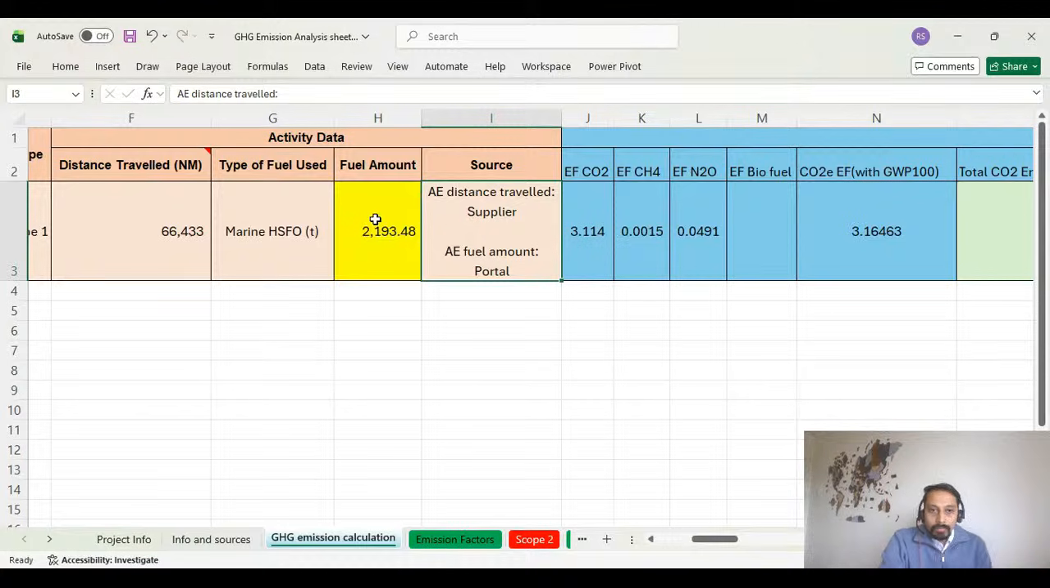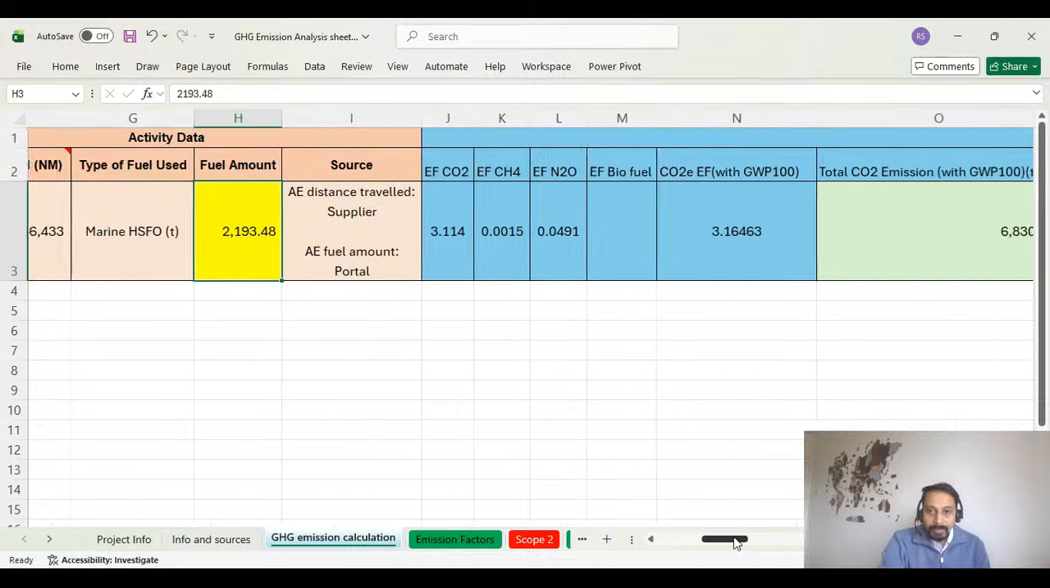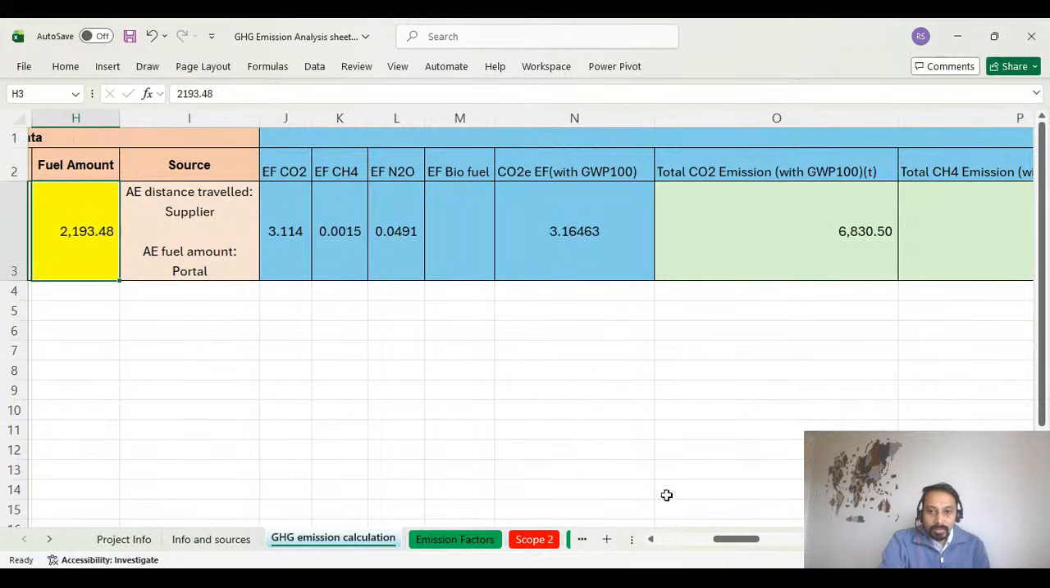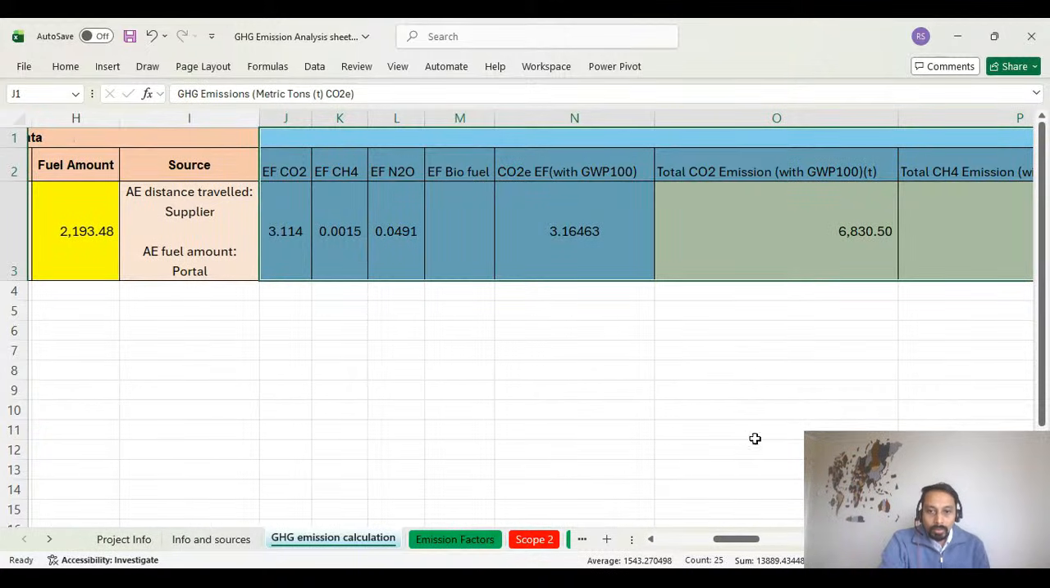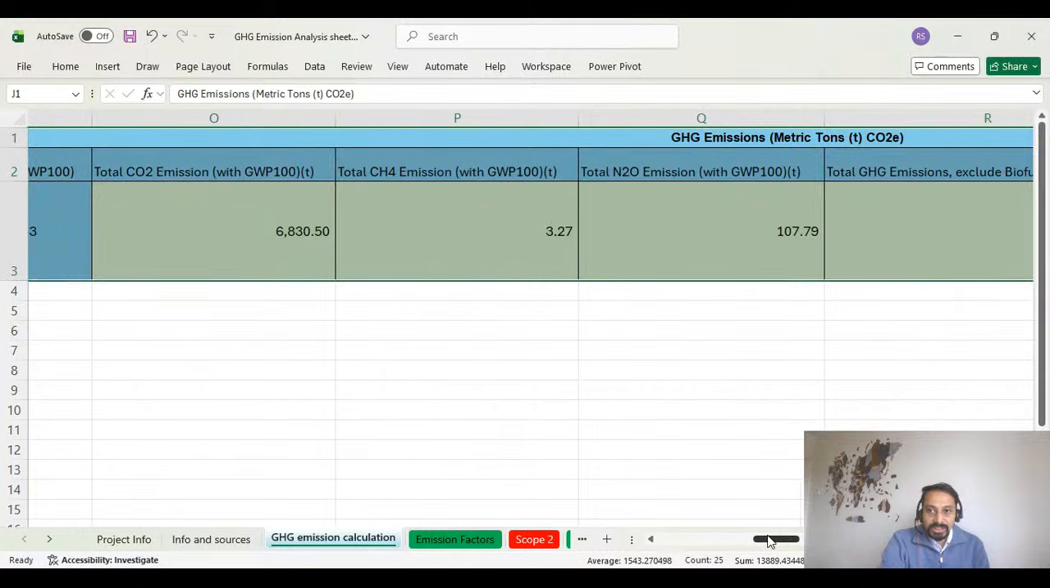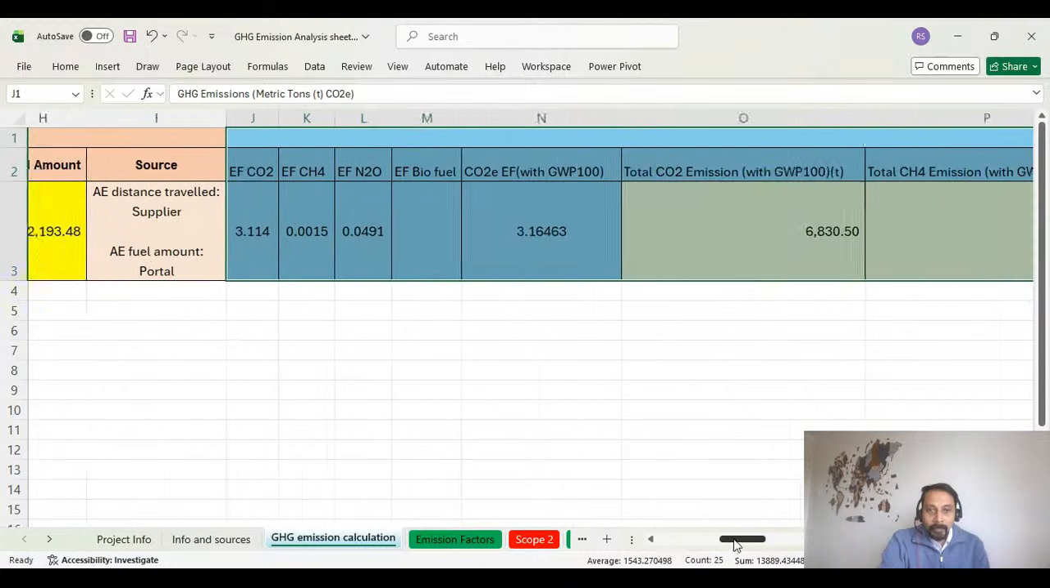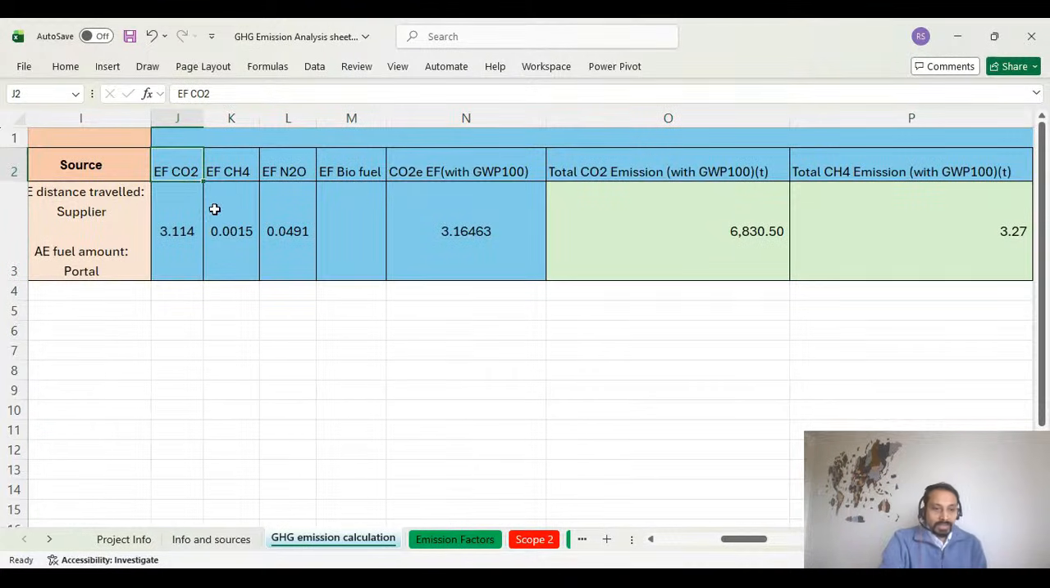So now we have the fuel amount, and here the blue area is part of the GHG emission factor. So now the game starts. The emissions factor for CO2 is different. The emissions factor for methane is different. The emissions factor for N2O is different. So these three gases are part of the GHG emissions.